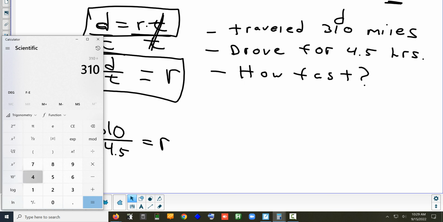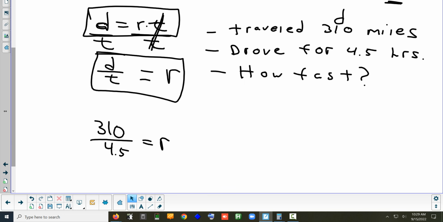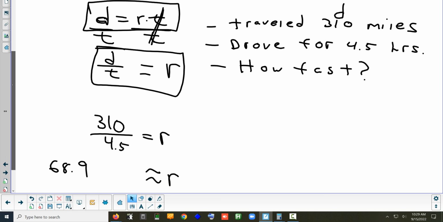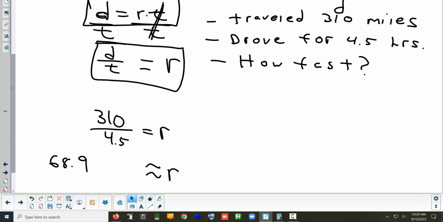310 divided by 4.5. That's 68.9, roughly. So I'm going to say that it's about, that's what that symbol means. It's not exactly, it's rounded off. 68.9. Now, we would need a label on that.